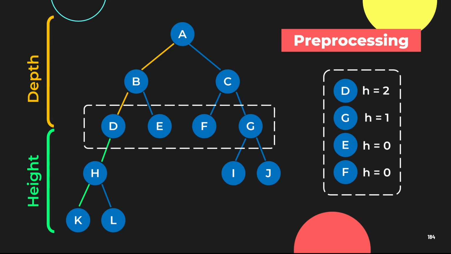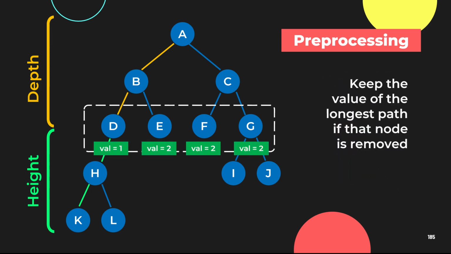So in this case, can anyone tell me the height of D? If D is removed, what's the height? 1. If E is removed, 2. If F is removed, and G is removed, 2. So these are the heights that I will store as the answer.